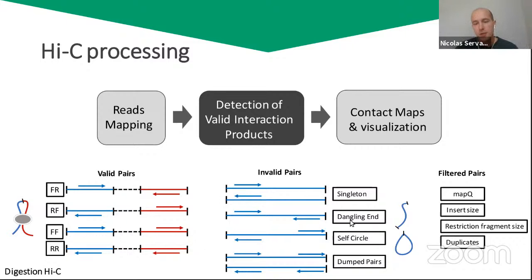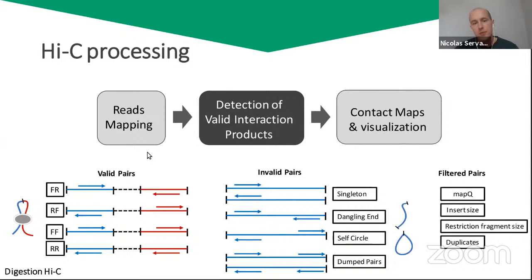You have a couple of read pairs that you will discard, such as singletons, so the ones for which you don't have the other contact. Dangling ends, meaning that there was no ligation here, so you just sequenced one fragment which was alone in the prep. Self-circles, I mean ligation against itself, or any other product that you cannot really explain. And of course, you can add any additional filters based on mapping quality, insert size, duplicates, restriction fragment size, and so on.